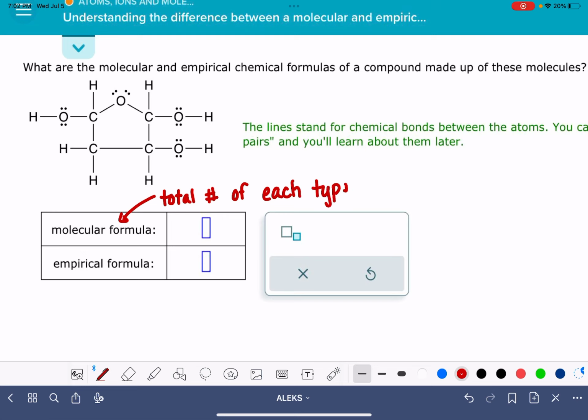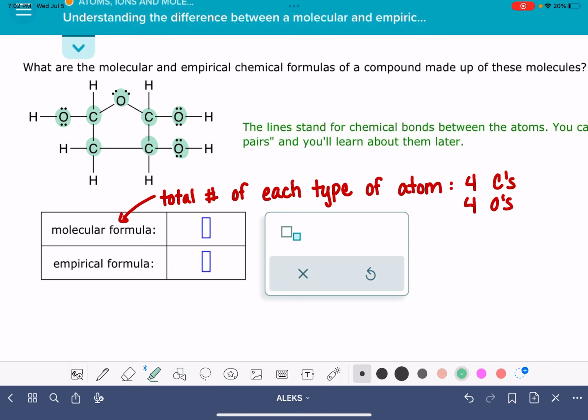And so in order to come up with the molecular formula, we have to count up all of the atoms. This molecule has a total of 4 carbon atoms, so I'm just going to make a note of that, 4 carbons. Let's do the oxygens next. It has 1, 2, 3, 4 oxygens, and the hydrogens, it has 1, 2, 3, 4, 5, 6, 7, 8. 8 hydrogens.